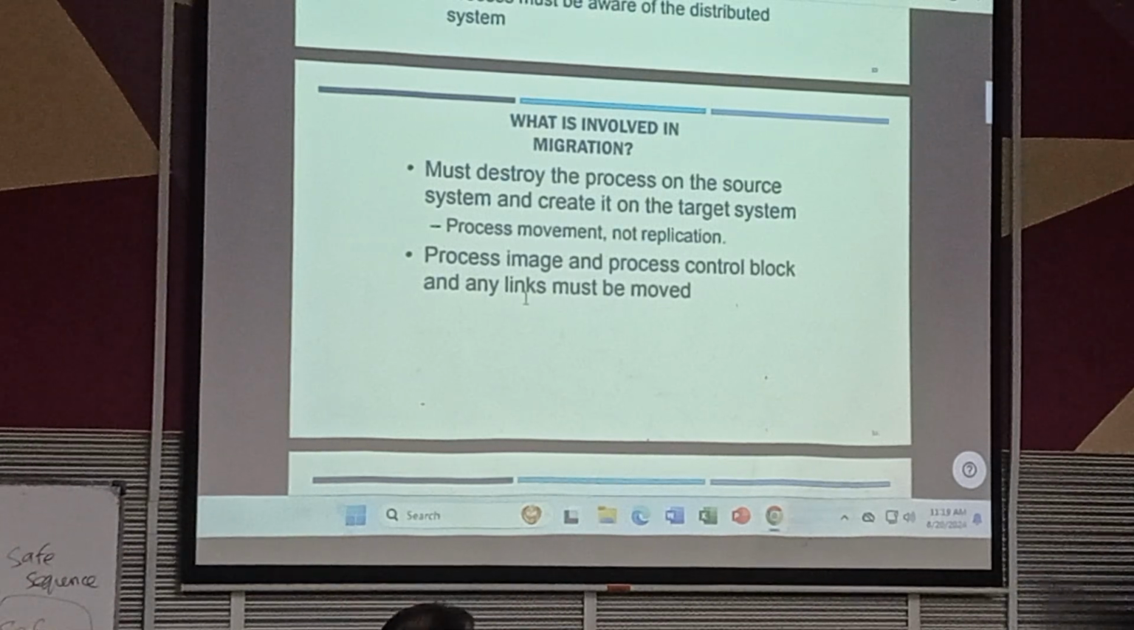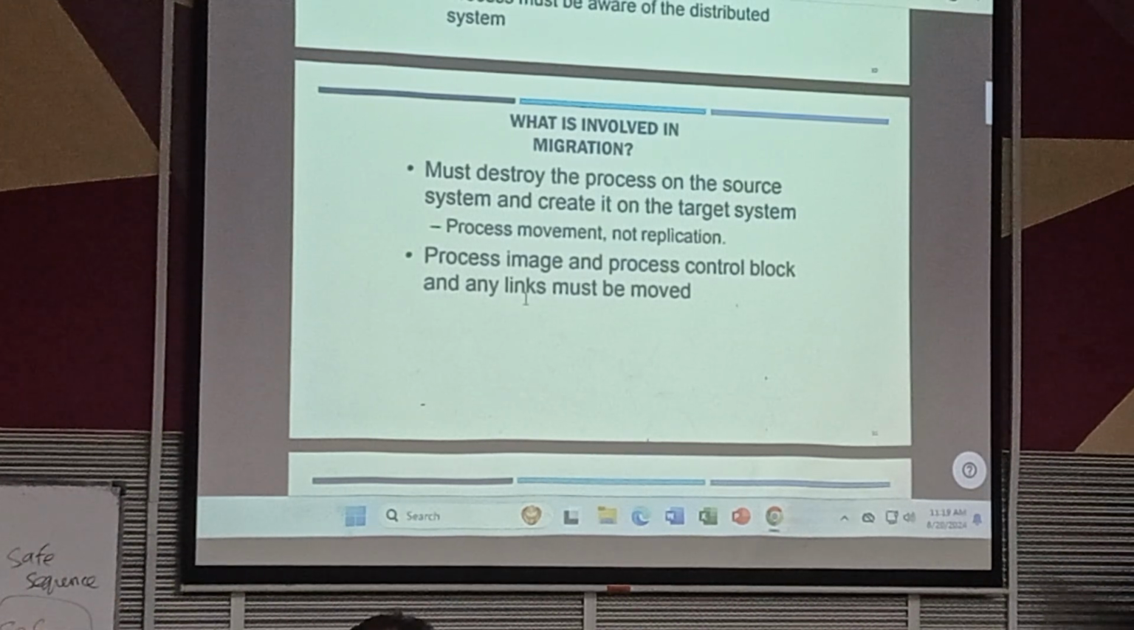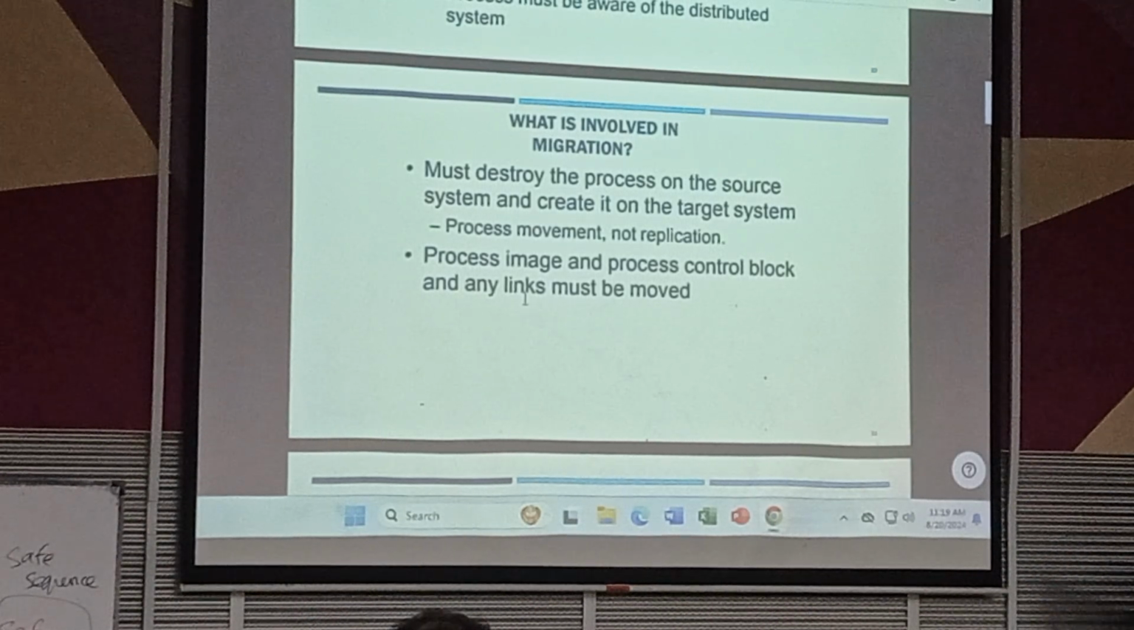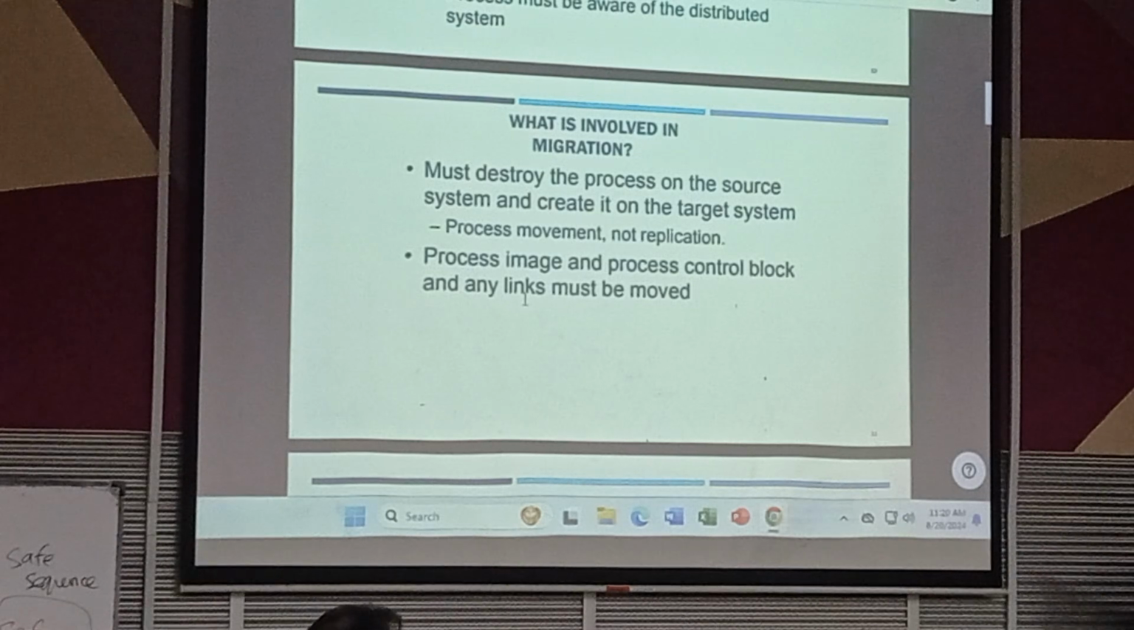So the two things that you move most of the time are the image, that means the process image, that means the code of the process, and then you also move the data. Here it did not mention it, but the data is also important. So first is the code that you migrate, and the large part is the data itself. You move the data.